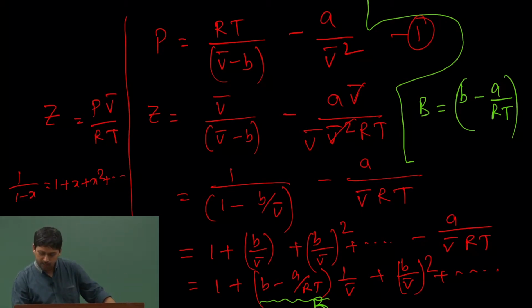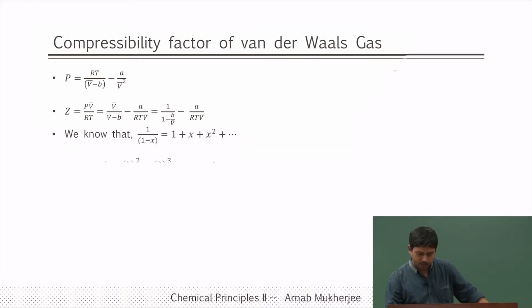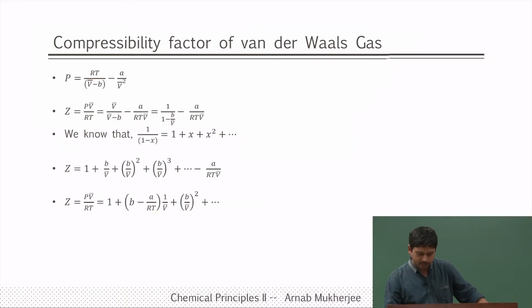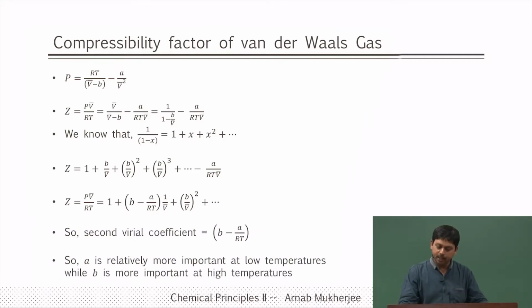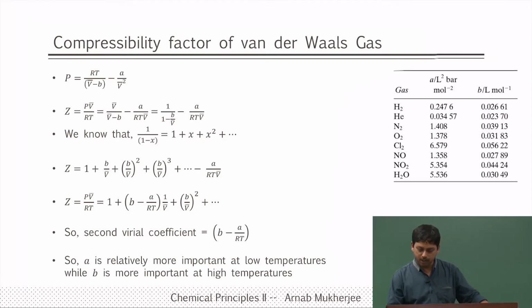So, B minus A by RT. So, let us see if I have that. This derivation is exactly here, which we have just now done. So, second virial coefficient B is given here, which I have done. A is therefore relatively more important at low temperature and B is relatively important at high temperature, because at high temperature A by RT term is going to be neglected. So, therefore, B is more important at that value.